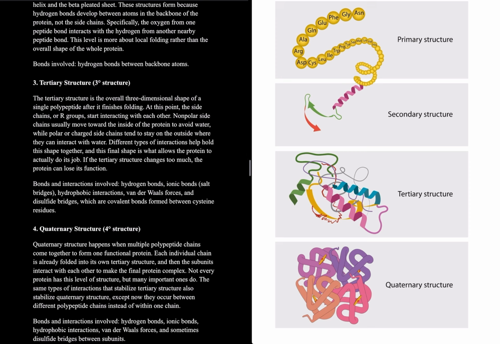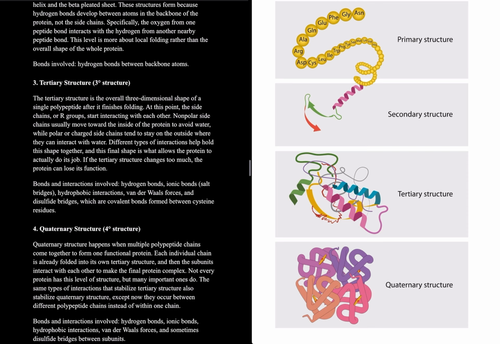Then we have the tertiary structure. This is the full three-dimensional shape of one polypeptide chain. This is where the side chains or the R groups start interacting with each other. Nonpolar groups usually move inwardly away from the water, while polar and charged groups stay more towards the outside. Different interactions help stabilize this structure, including hydrogen bonds, ionic bonds, hydrophobic interactions, van der Waals forces, and disulfide bridges. This final shape is really important because it determines the protein's function.